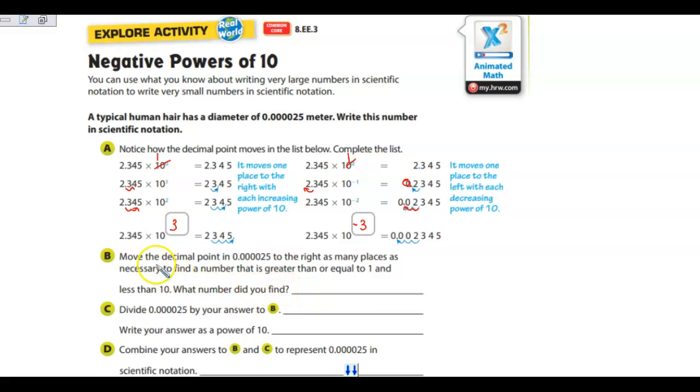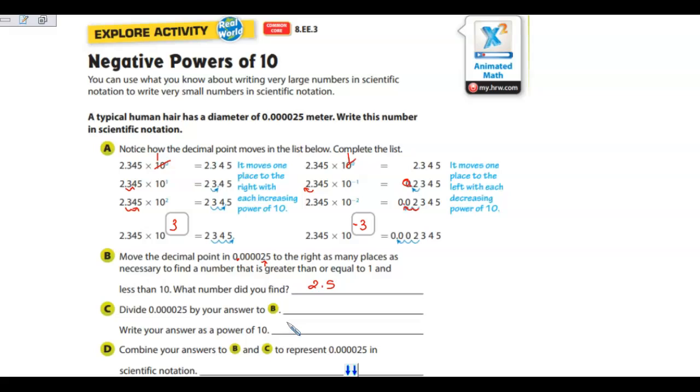All right, so we're going to move the decimal point in this number to the right as many places as necessary to find the number that is greater than or equal to 1 and less than 10. And what number did you find? So decimal point currently is here. It needs to be between two numbers, where the one on the left is between 1 and 9, to be scientific notation. So it's got to go between the 2 and the 5. So 2.5.